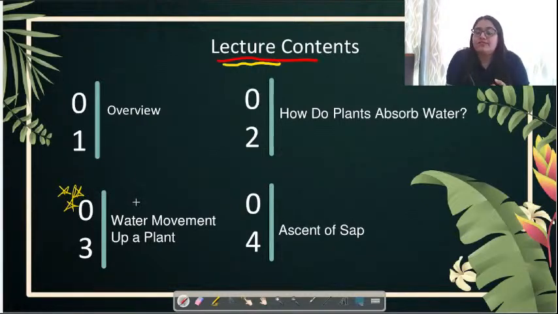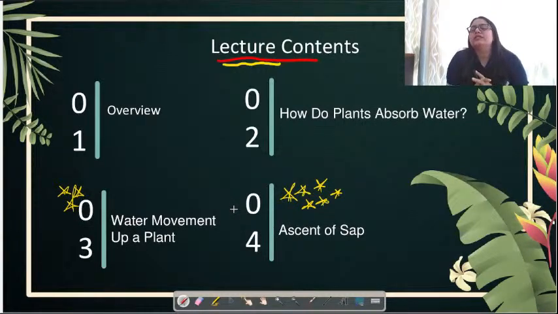And finally, if time permits, I will explain the ascent of sap, the transpiration pull model, the cohesion-tension transpiration pull model, and how it explains the ascent of sap. If time permits, I will explain this, or otherwise this will become the topic of our next lecture. I hope this much is pretty clear to everyone. It is very important, my kids, to understand what exactly we are going to do in this session.